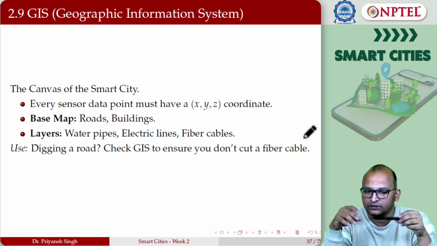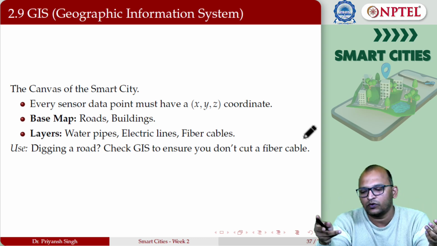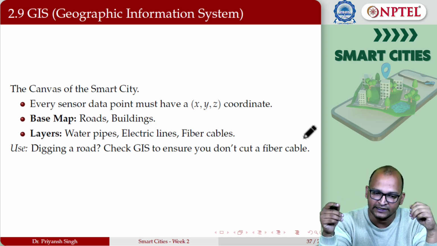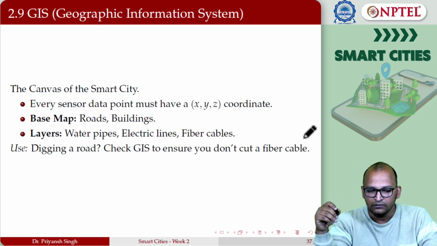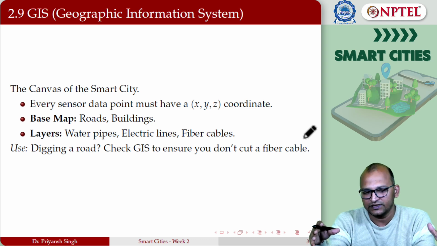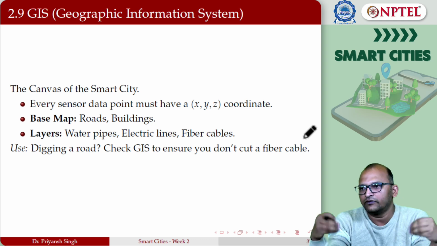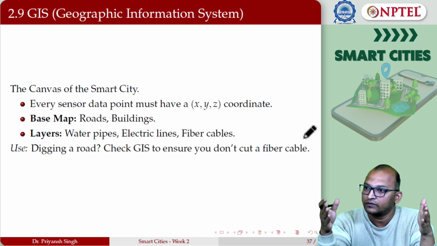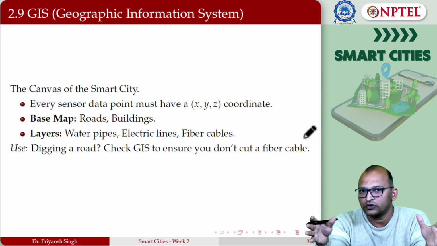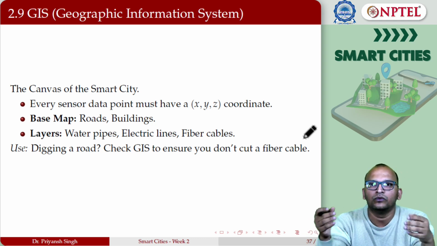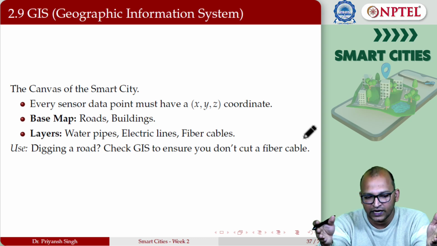Then the next piece of information or the next sensor you can have in the smart city context is the GIS, or the geographic information system. This geographic information system is actually a canvas of your smart city, which will have the information on where all the sensors are fixed. So you will have the sensors' coordinates in the form of XYZ, and you will have all the base maps, like whatever roads and buildings are there; all this information will be embedded in your GIS maps.